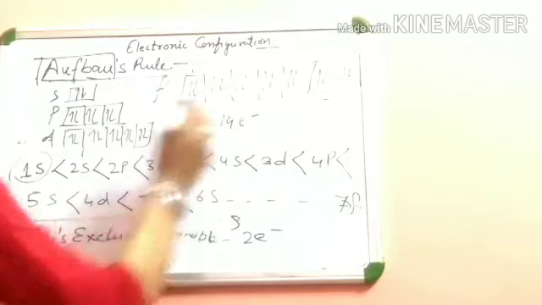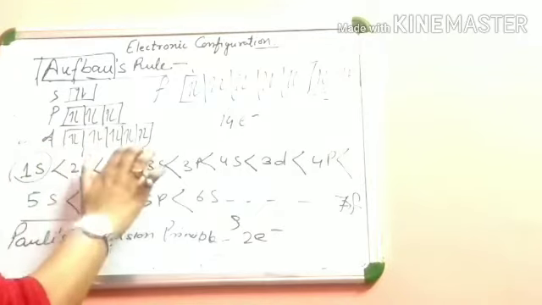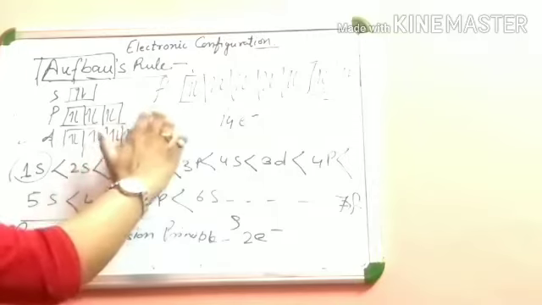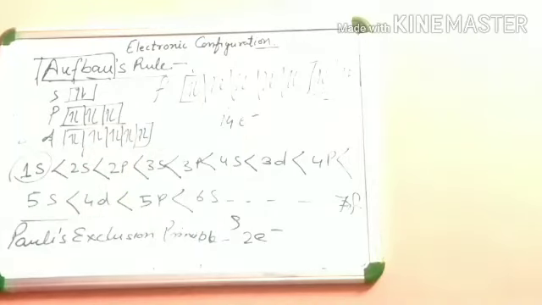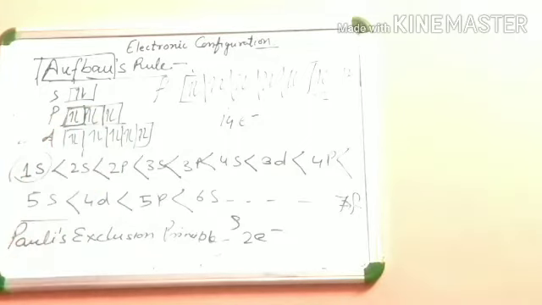So there are a total of 14 electrons. The s subshell can hold a maximum of 2 electrons, the p subshell a maximum of 6 electrons, the d subshell a maximum of 10 electrons, and the f subshell a maximum of 14 electrons. And each single orbital can hold a maximum of 2 electrons according to Pauli's exclusion principle.